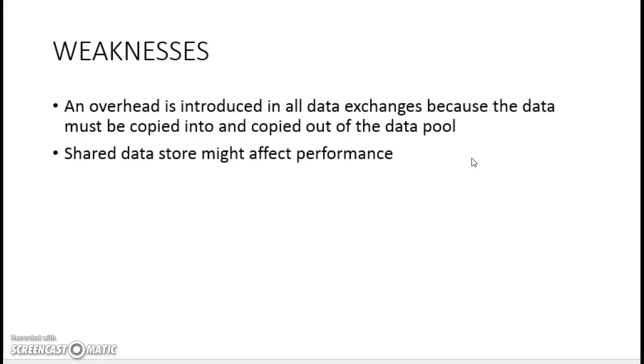Okay. More weaknesses. Overhead is introduced in all data exchanges because the data must be copied into and out of the data pool. Let's assume that the data pool is actually the data repository or the database. Since all the data needs to be copied into and out, obviously we'll have a performance overhead.